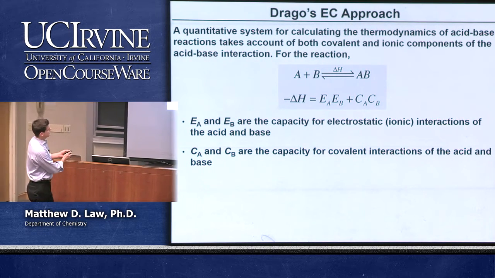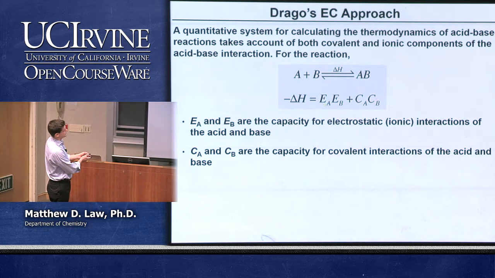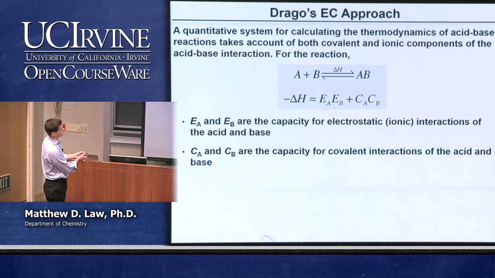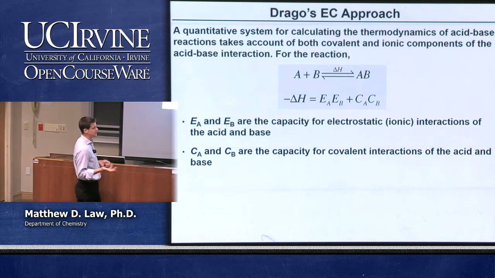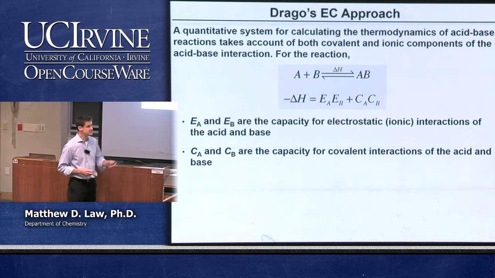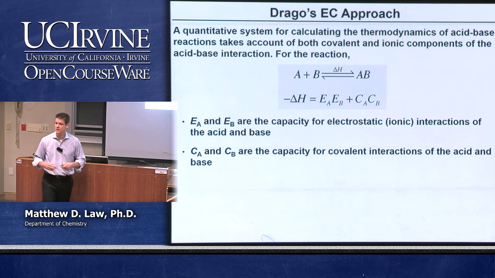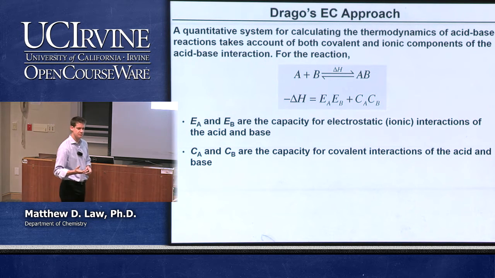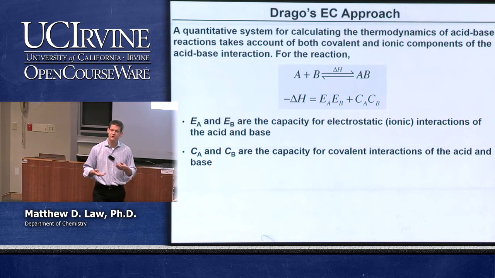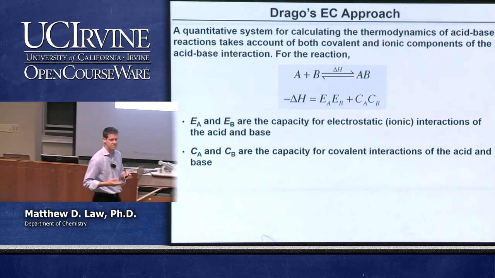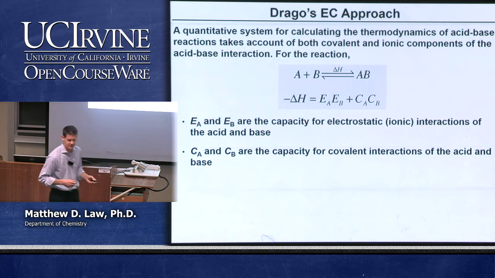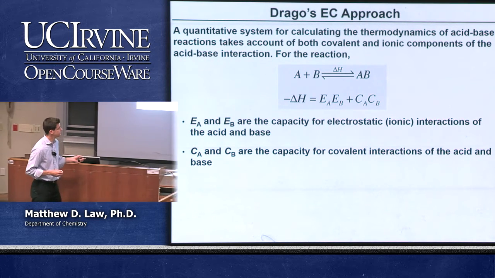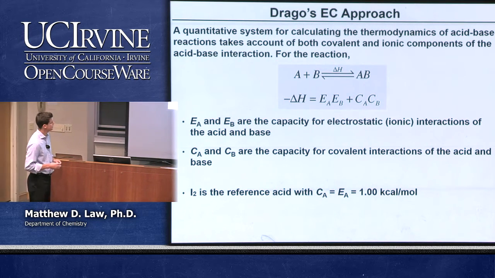And so the driving force for the reaction has something to do with the strength of the electrostatic interactions, the ionic, and the strength of the covalent interactions. What's been generated is tabulated values of these 4 different parameters for lots of acids and bases. So you can go to these tables and look up these values, and then get a fairly nice estimate in many cases of what the enthalpy change is going to be. And it's actually surprisingly accurate for a lot of different examples.